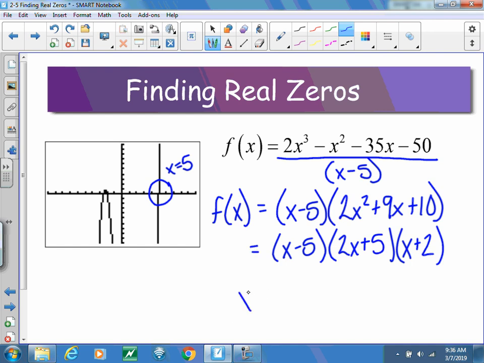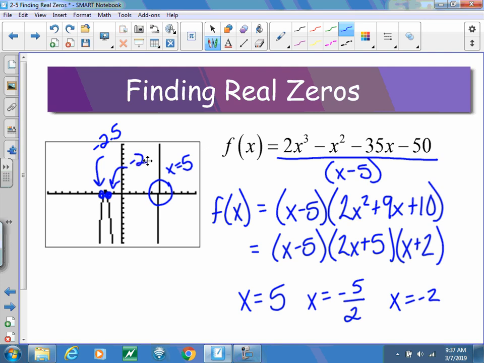Once we solved this, we have x is equal to negative 5 halves, and x is equal to negative 2. Those are the other solutions that are popping up here. So we've got negative 2.5, as well as negative 2, for our solutions. So graphing it out is going to be super helpful.